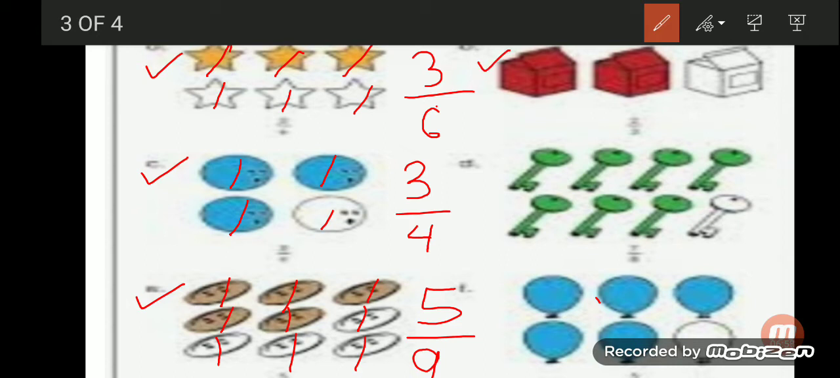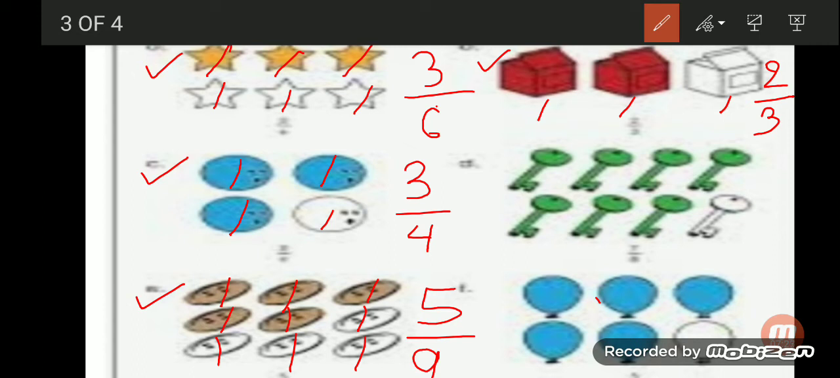Okay, come to this question. Here we have to write the shaded fraction of the box. So how many boxes are colored here? To count it, that is 1 2. So we will write 2 at top, and the total number of boxes are 1 2 3. So we will write 3 at bottom. That means 2 by 3 fraction of boxes are shaded here.